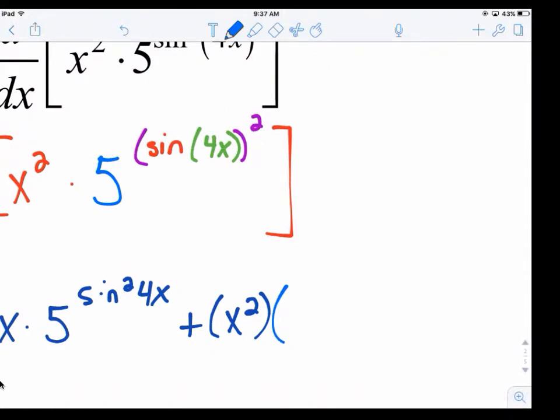So take it piece by piece. So derivative of 5 to the exponent would be what? No, just this part here. 5 to the sine squared of 4x times what? We still haven't finished this. So it's the same thing of what you started with times the ln of 5. Right?